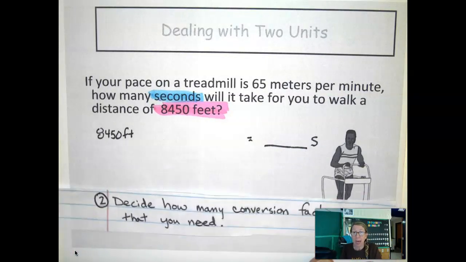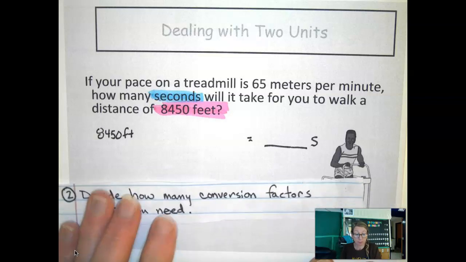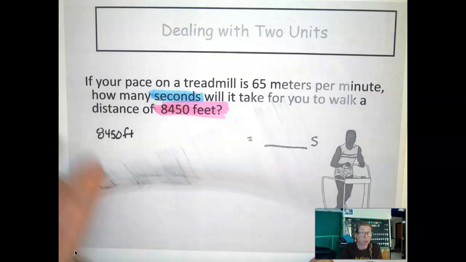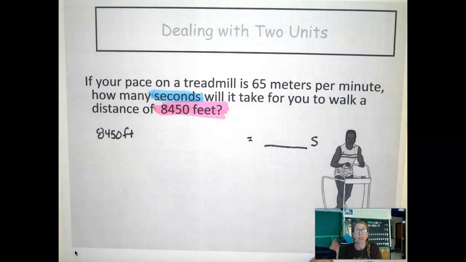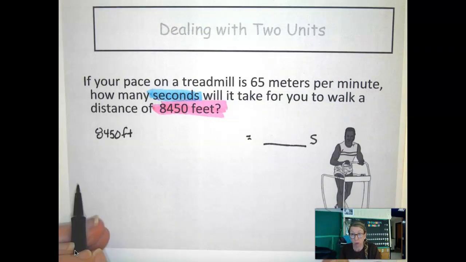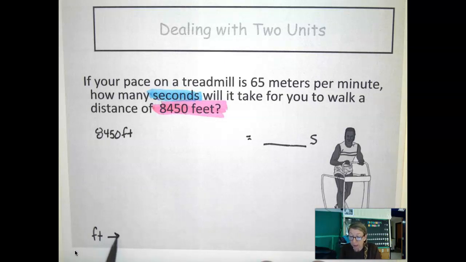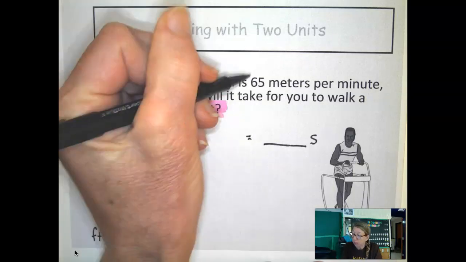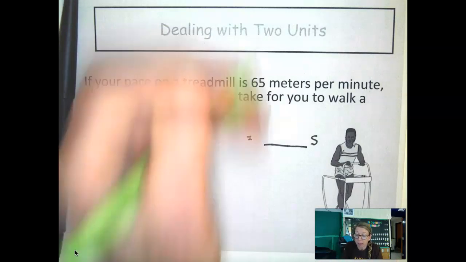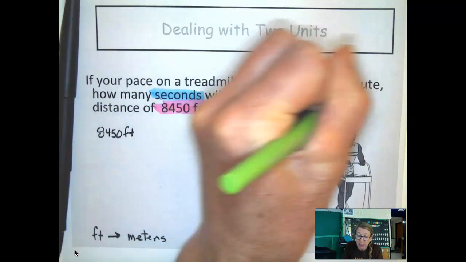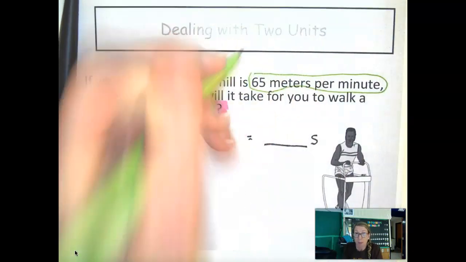Step 2, how many conversion factors do you need? Okay, now this is the hard part on this one. This is the deeper thinking, higher order, a little more rigor. I know how to go from feet, and since this talks about meters, I can go from feet to meters. Now here is the extra part in this problem. It says 65 meters per minute.